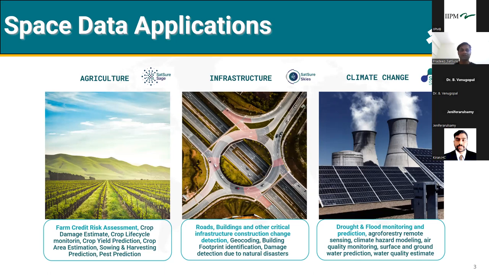On the basis of that, they can take a decision if they want to target a very small area. Second is the infrastructure side: road building and other critical infrastructure. What kind of constructions are going on? What is the footprint? How much area is there? What kind of damage is there? If there is a 100 kilometer stretch of highway, where is the damage? Those kinds of detection we are also doing through satellite data. And for that, within our company, we made a lot of AI ML based algorithms. I will show you in a use case, so you will understand.